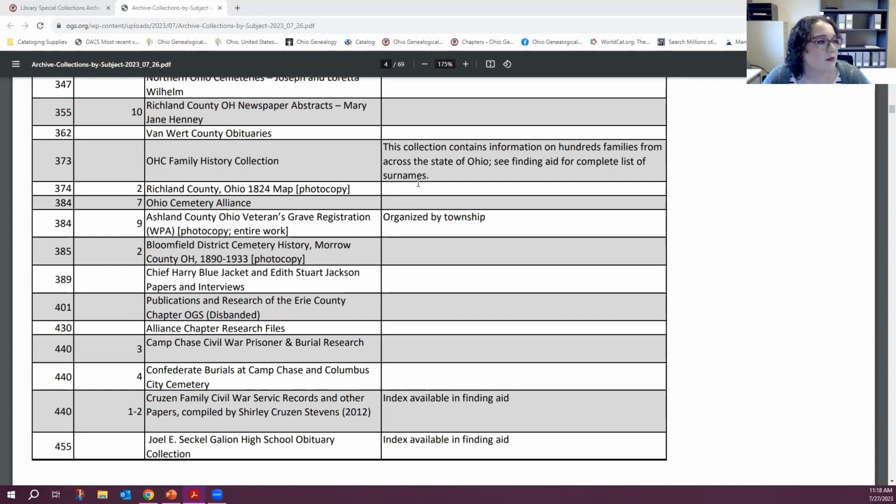So the OHC Family History Collection is also a compiled resource. It is actually a collection of materials from hundreds of families across the state of Ohio. It was formerly at Ohio History Connection. They had been collecting family materials since the 1960s and had been receiving donations of family group sheets, Bible records, family histories, and other types of narratives about people's families. And then in 2017, they donated it to us. So that's what this collection is. It's just a compilation of resources under one header.